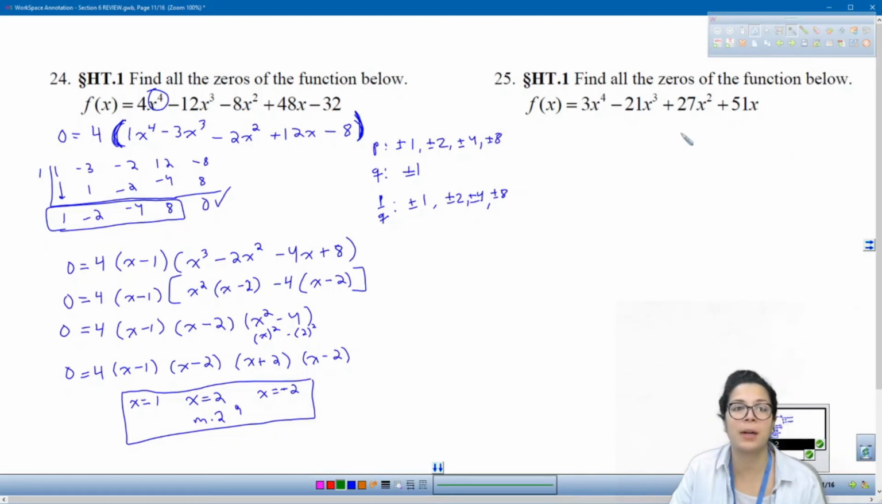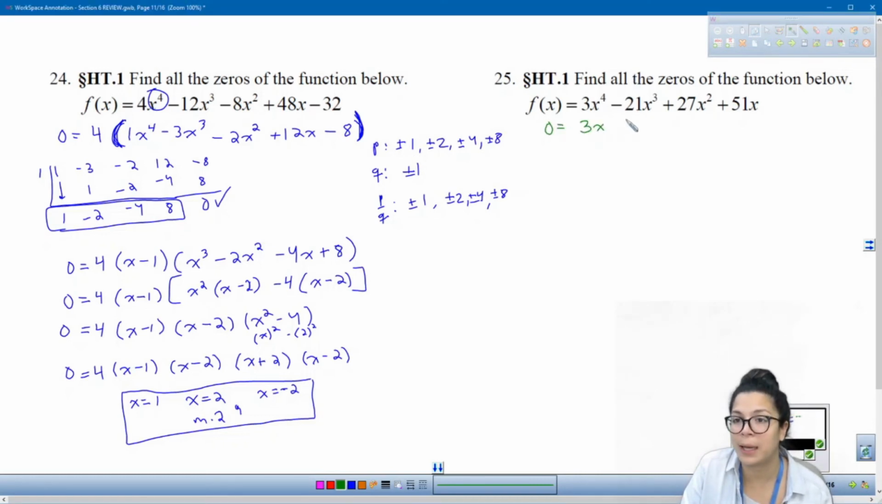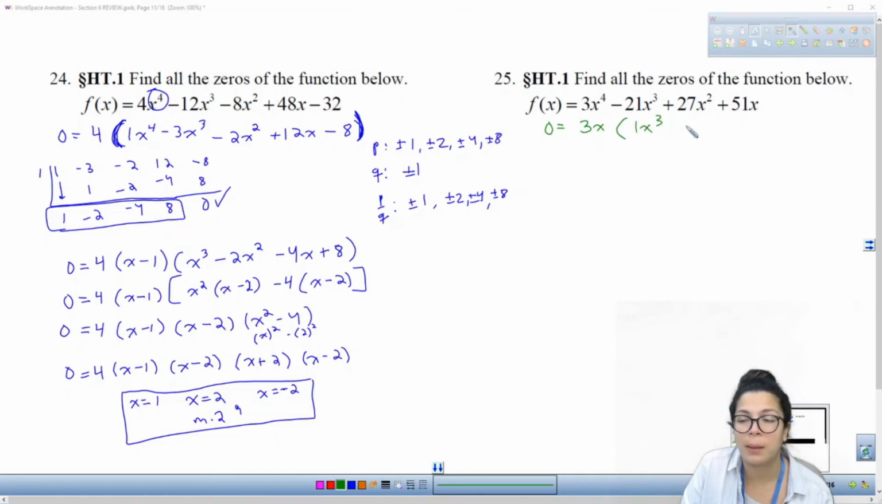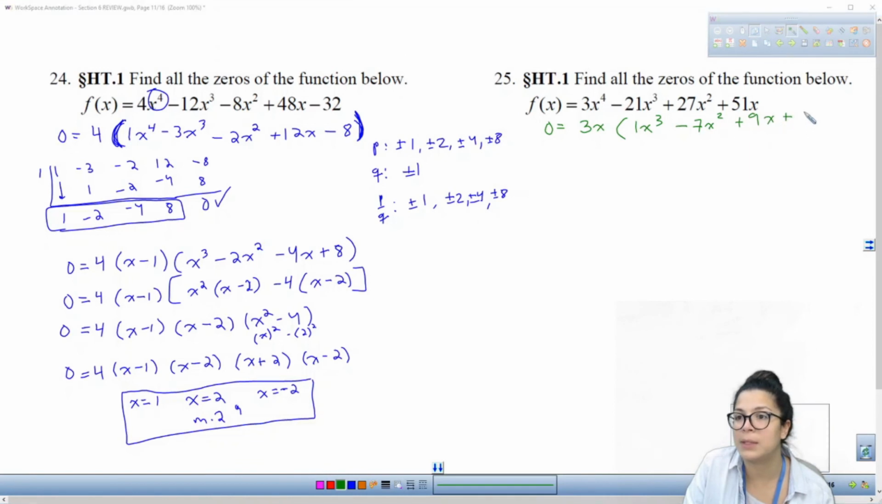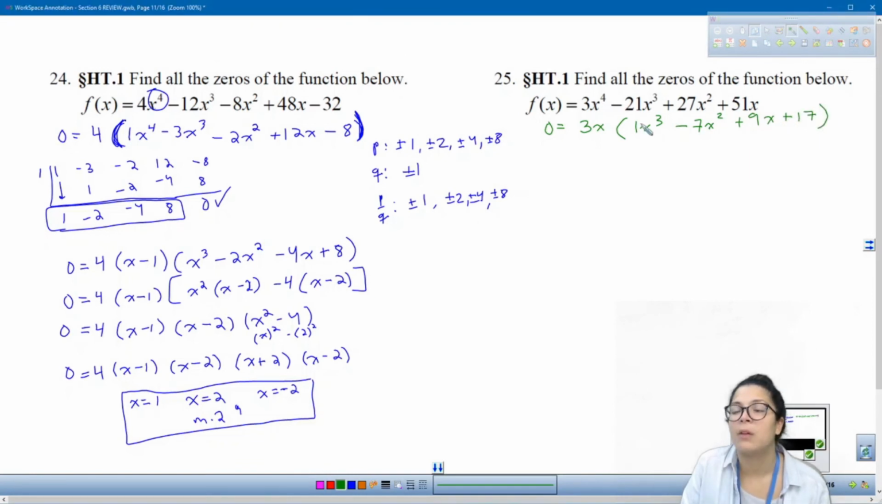Okay. Again, always factor out a GCF at the beginning first. Here, because I'm finding the zeros again, I could factor out 3x. That gives me 1x cubed minus 7x squared plus 9x plus 17. Okay? From there, I can't group to factor this one. Even though there's 4 terms, the coefficient here is 1, negative 7. Then I have 9 and 17. I can't even factor anything out here, right? So those are not going to match.